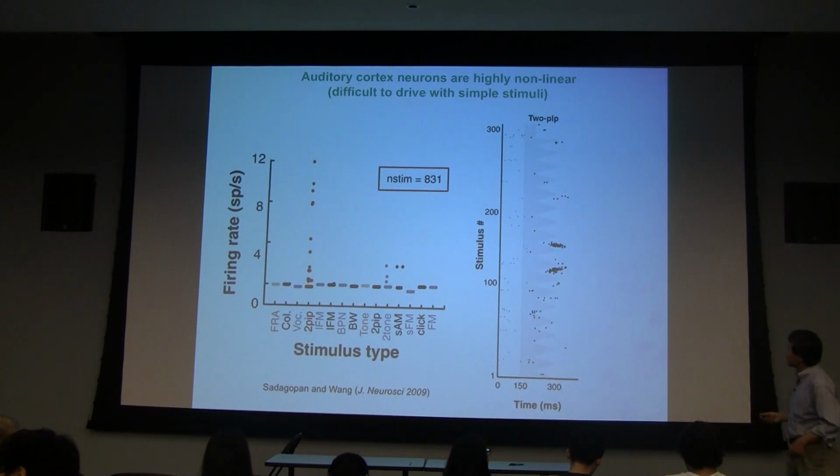That is the following. There are neurons in auditory cortex, such as the one that Dr. Hubel encountered in the 50s. They are very difficult to drive. Here's the following. You have a neuron, we play sound.